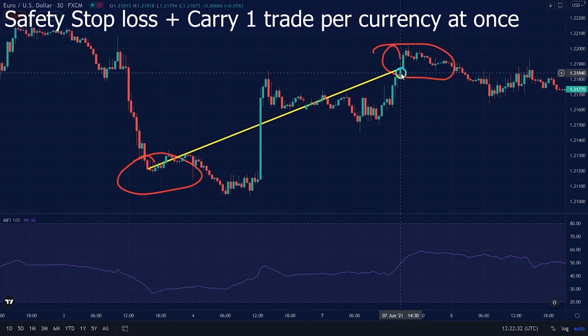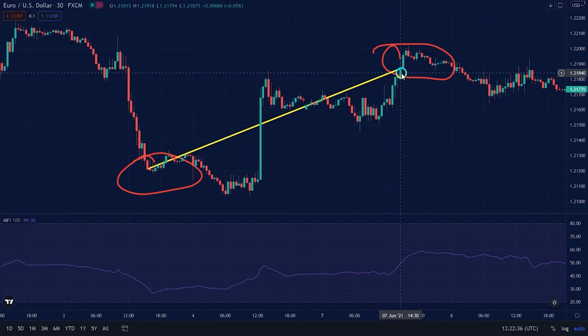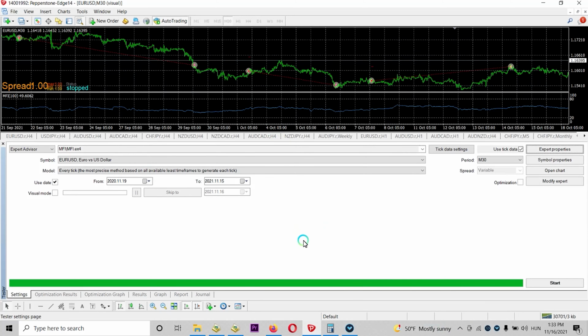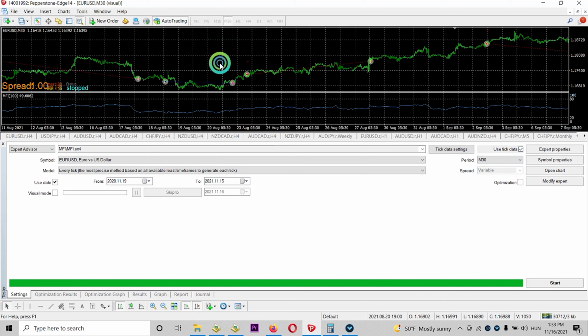These were the examples of this strategy, and now I will show you the real backtest results. Now I am showing you the statistics of this strategy for 1 year with tick data, variable spread, and all the stuff I talked about. Of course, I ran the test.